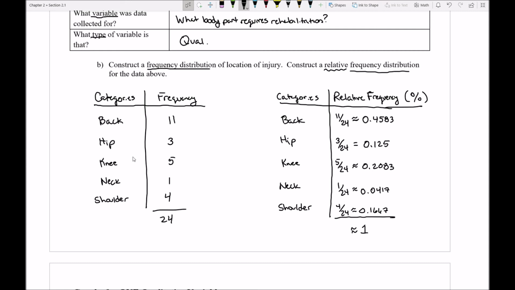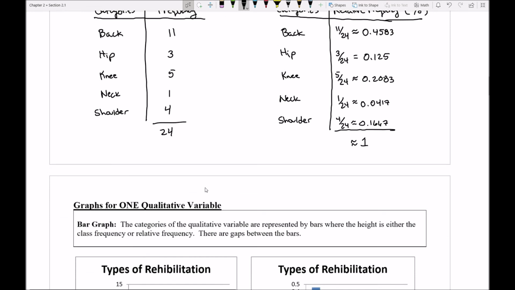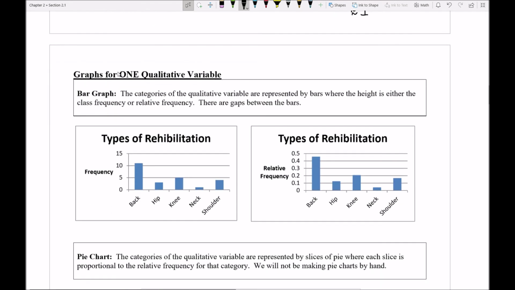Now, once I have these sorts of distributions made, it's unbelievably simple to start to organize this into a picture. I'm very rarely, if ever, going to ask you to create a picture like this, but you should be able to create one if you were asked. Down here on the next page, we have graphs for one qualitative variable that help us quickly visualize everything that we just saw in a table.